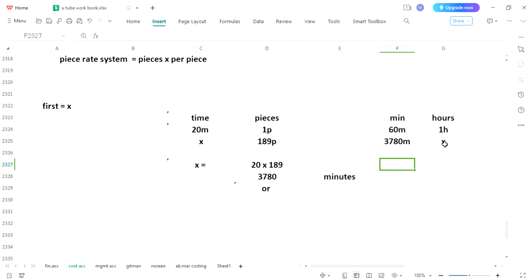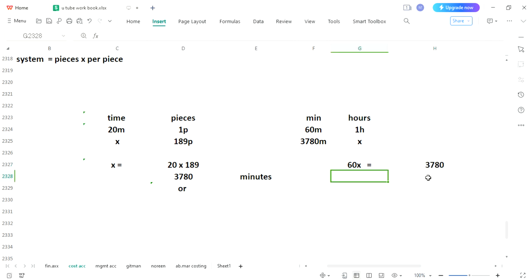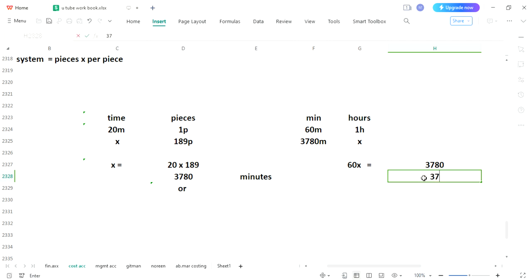Cross multiplication: x would be multiplied with 60. So we will get 60x, and then 3780 would be multiplied by 1, so we will get 3780. Now 60 is being multiplied with x. We want to take it to the opposite side. At the opposite side we already have 3780, and when you take 60 to the opposite side it would be divided. 3780 divided by 60. The statement is completed. Let's calculate.